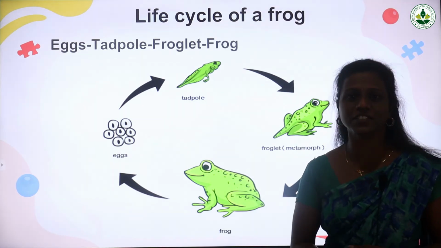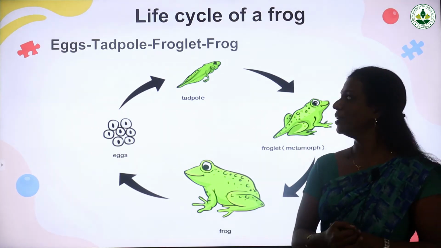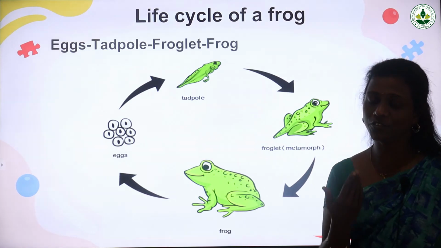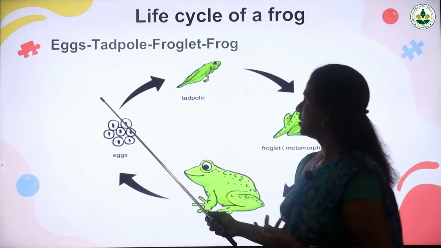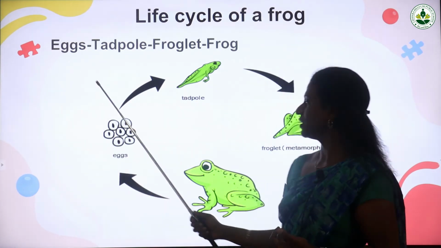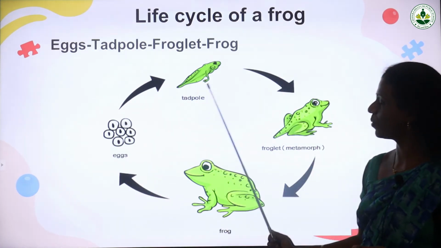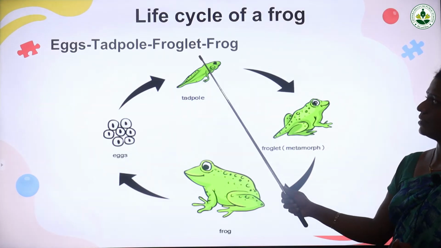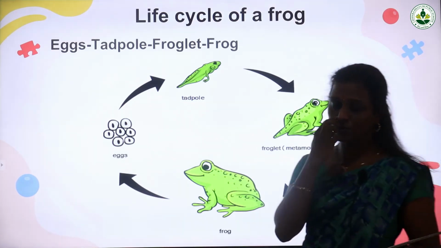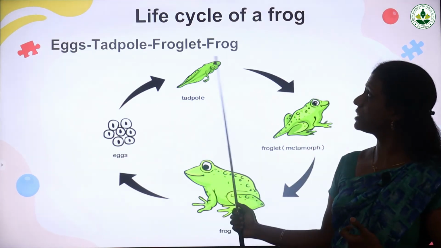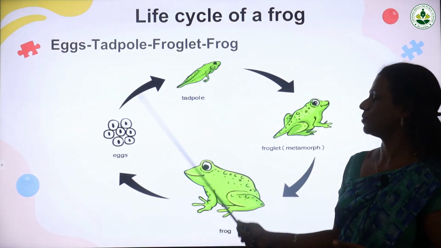I think you are familiar with that. You have already seen it. We can check the different stages of development in a frog. First, the frog will lay eggs. The eggs will hatch into tadpoles. The tadpole later grows into a froglet, then finally an adult frog. So these are the different stages in the life cycle of a frog.